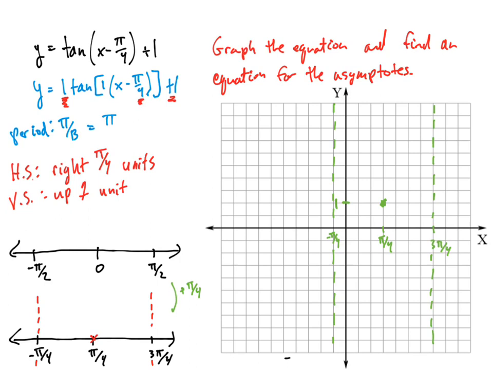So the curve, tangent is an increasing graph, so we're going to increase along the asymptotes, and then we're going to go towards the other asymptote. So the graph looks something like that. It's not very symmetrical. Let's see if I can do a better job here.